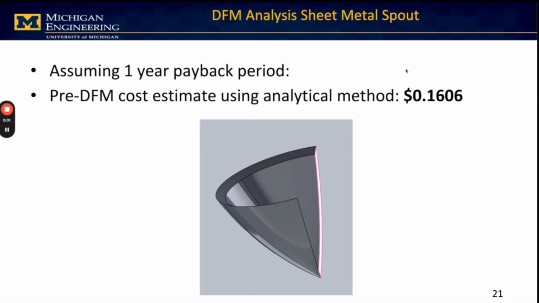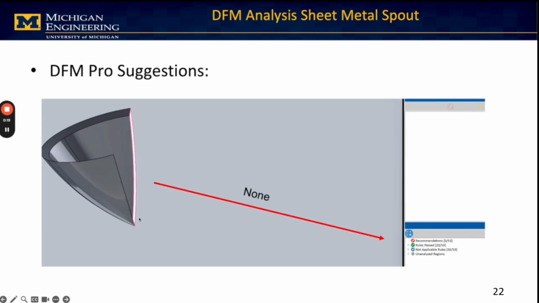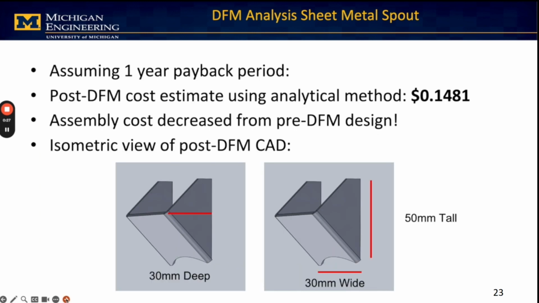For the design for manufacturing analysis, we started with the sheet metal spout. Assuming a 1-year payback period, our pre-design for manufacturing cost estimate was assumed to be $0.106. This was calculated through the analytical method. Unfortunately, when we ran DfM Pro on this part, it gathered no results for improvements made. So we decided to redesign the part using principles from the lecture.